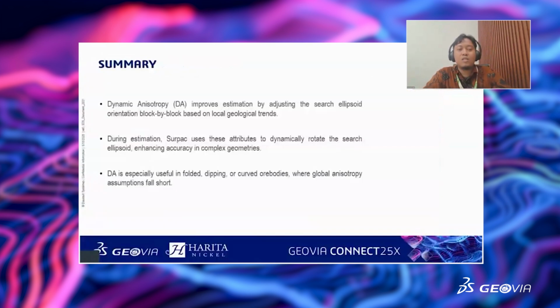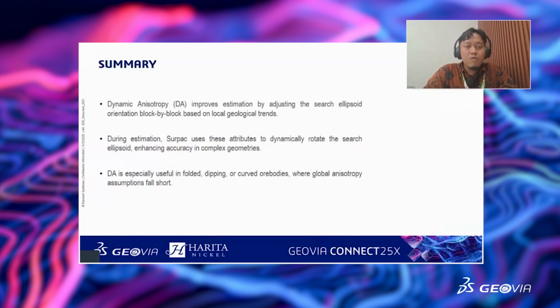So what is the summary for dynamic anisotropy? The first one is that dynamic anisotropy can improve the estimation by adjusting the searching ellipsoid orientation block by block based on the local geological trend. During the estimation, Surpac can dynamically rotate the searching ellipsoid using this attribute and improve our accuracy in geologically complex settings. And the last one is that dynamic anisotropy is especially useful when we face folding or dipping on a curved body, where the global anisotropy assumption falls short.